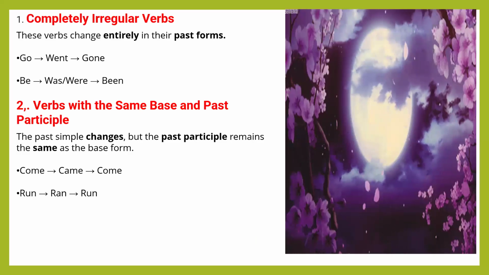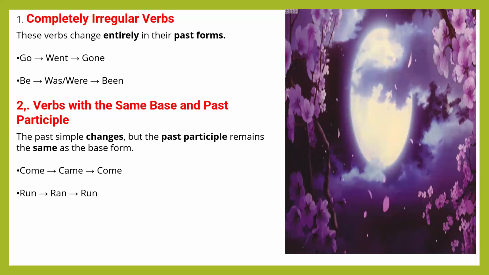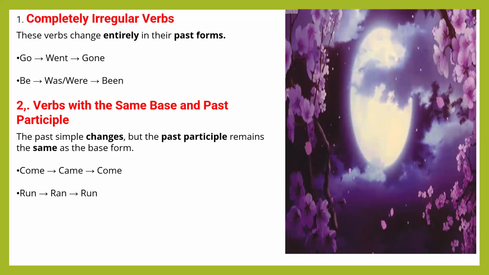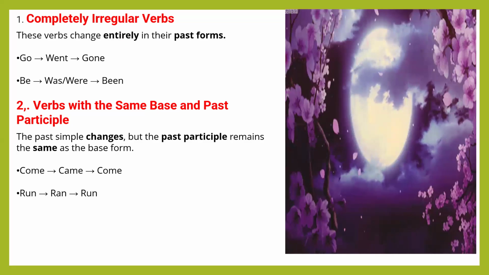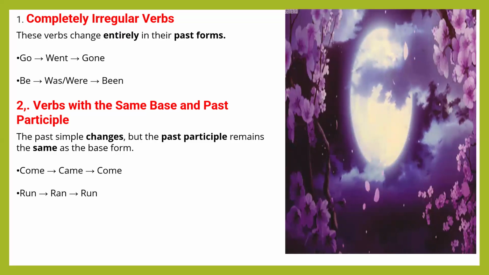So what are the rules? Completely irregular forms, irregular verbs. The verbs which are completely irregular. Few irregular verbs are completely irregular. These verbs change entirely in their past forms. Go, went, gone. Entirely change. Go and went: there is no combination, nothing showing any combination. Go and then it becomes went and then gone. V1, V2, V3. Be, was, were, been. So these verbs change entirely in their past forms. Be becomes was, were in the past tense and been in the past participle.